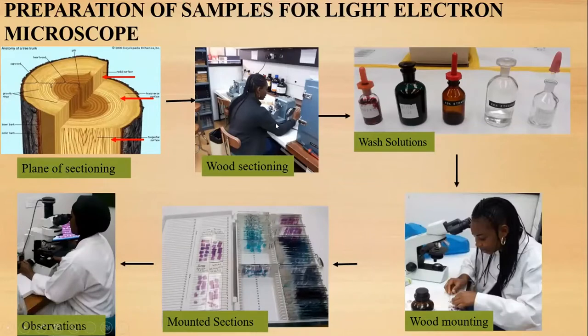And this is where we are sectioning the wood using a rotary microtome. The sections were then stained with safranin and Astra blue, and they were washed with different grades of alcohol prior to being mounted. These are mounted slides, and observations were made under the light microscope.